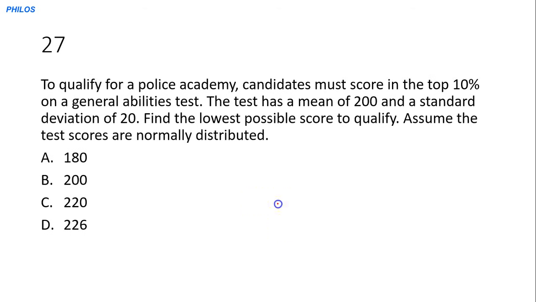Now what this means is, when you sketch a curve, they said the candidate must score in the top 10%. The tops will be at the side. So top 10%. So let's say this side is 10%.